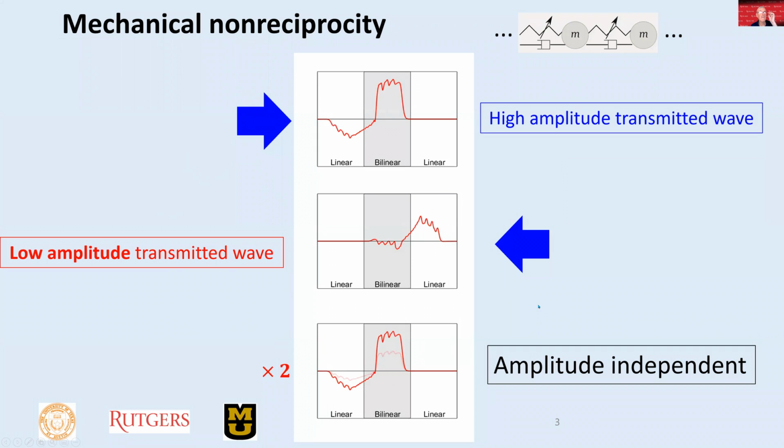Reciprocity is also broken in the dynamic sense if we have a section of bilinear springs and masses in between two linear sections in a chain of springs and masses. In this case, a wave from the left versus a wave from the right. Note that the amplitude of the transmitted wave is proportional to the input, but that the form of the output wave is unchanged.